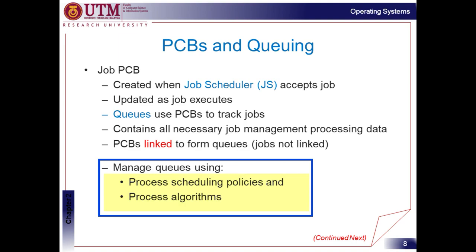The operating system uses different scheduling policies to decide which job in the queue should run next. These policies are designed to improve performance, maximize throughput, and ensure fairness.